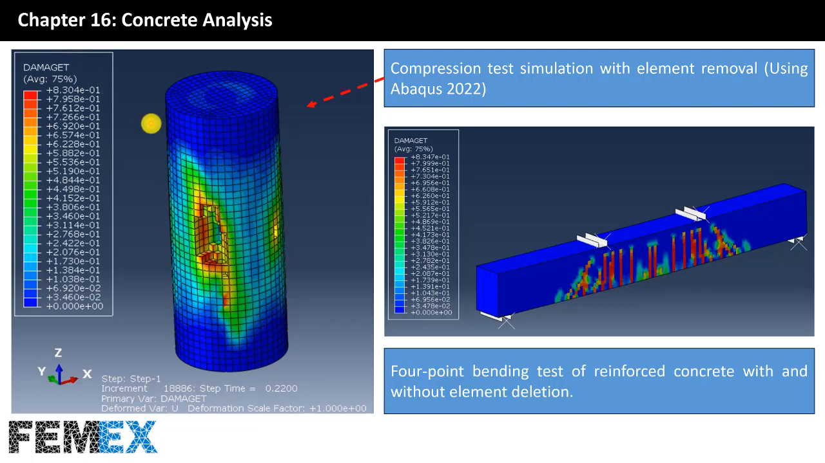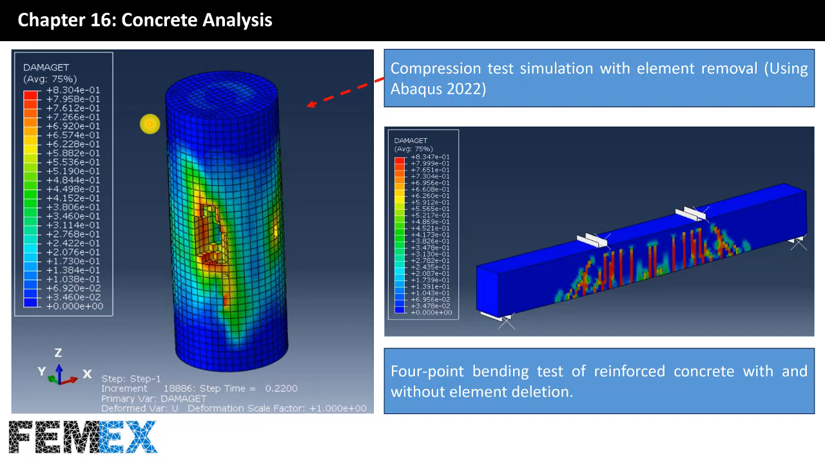The first example is the compression test simulation with element removal, and I have done this simulation using Abaqus 2022, because only in the new versions of Abaqus we can define element removal for the CDP model. I think from version 2018 or 2019 this capability is added to Abaqus, and as I had Abaqus 2022, I have done this simulation using this version. Also, all of the other simulations are conducted using Abaqus 6.14.